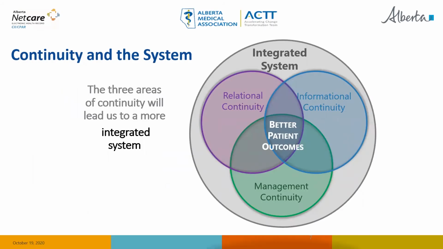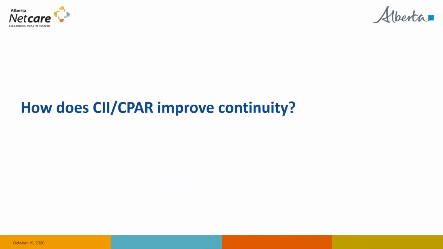The Auditor General has reported that there is discontinuity in the system. There are individual parts that are still working in isolation from the others. By participating in CII CPAR, you're improving that continuity because there is now an opportunity to identify the right person and team that needs the right information at the right time to achieve better patient outcomes. So how does it actually improve that continuity?